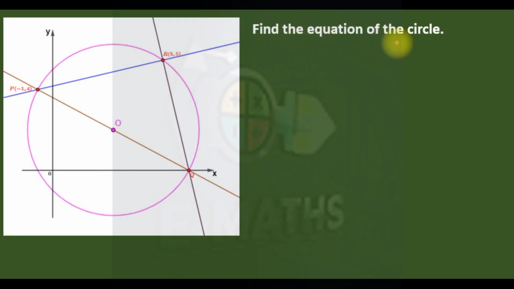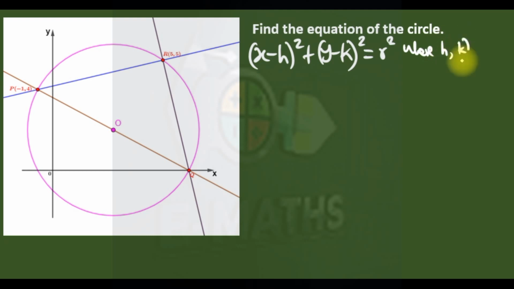The circle, and we're asked to find the equation of the circle. Generally, to get the equation of a circle, we need the center and the radius. The general equation of a circle is (x - h)² + (y - k)² = r², where (h, k) is the coordinate of the center and r is the radius. So we need to get the radius and the center.